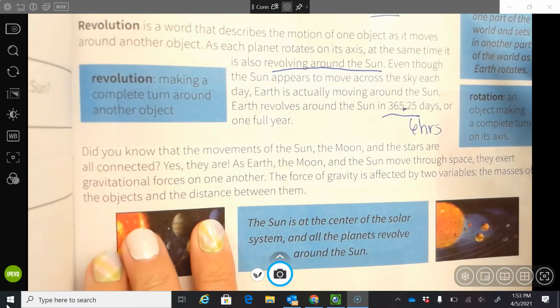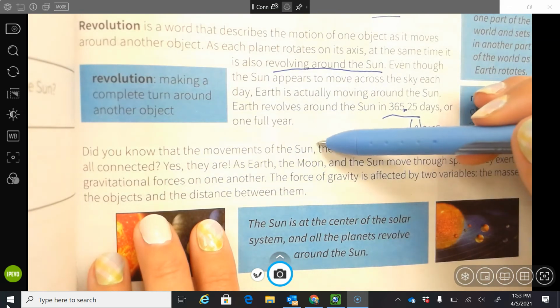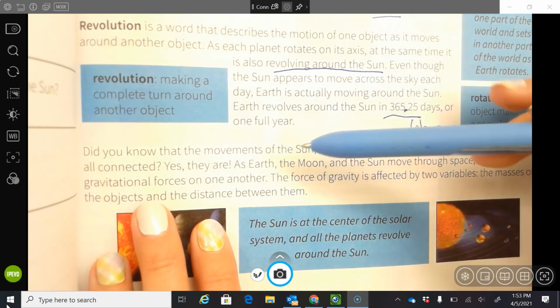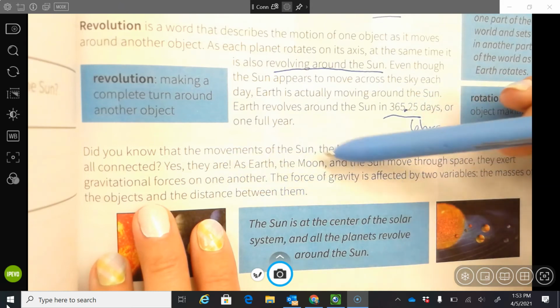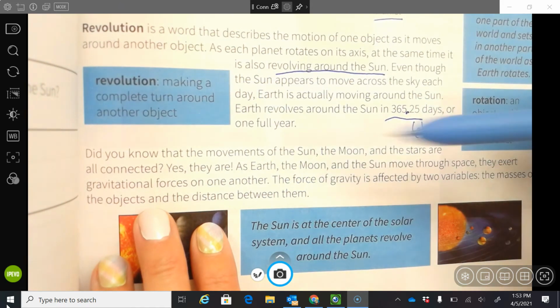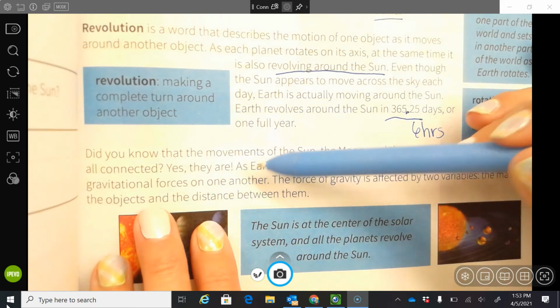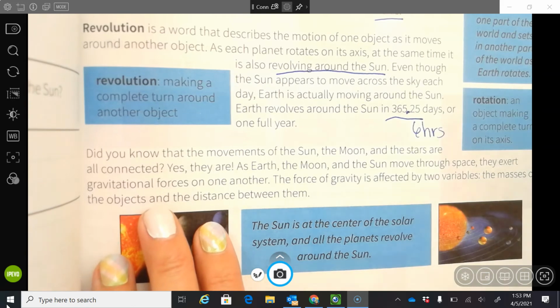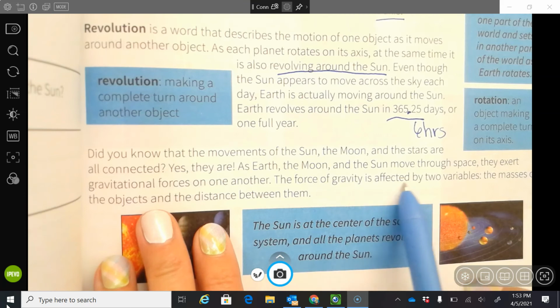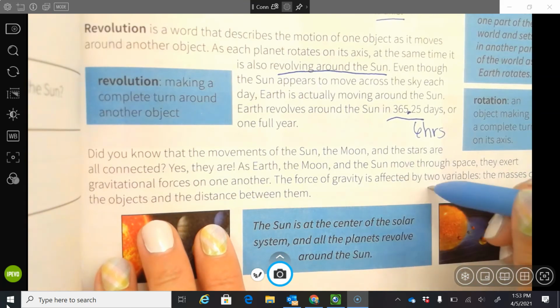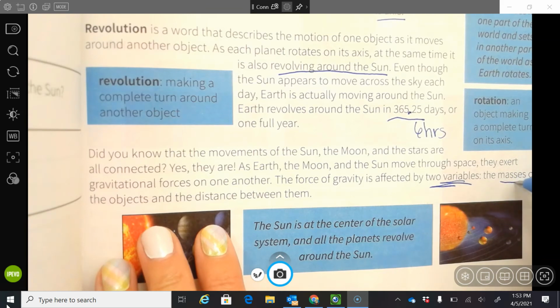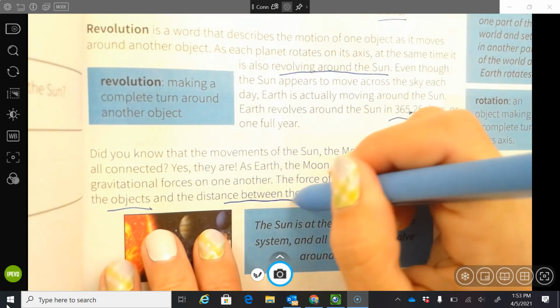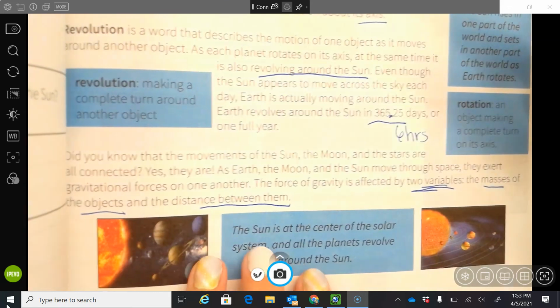Here's some cool facts. Did you know that the movement of the sun, the moon, and the stars are all connected? As Earth, the moon, and the sun move through space, they exert gravitational forces on one another. So when the Earth is revolving around the sun, there's a gravity force that holds the moon in, right? The moon stays with us. It doesn't float around like a balloon. The force of gravity is affected by 2 variables: the masses of the objects and the distance between them. Okay?